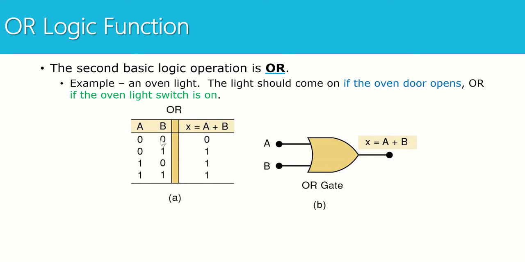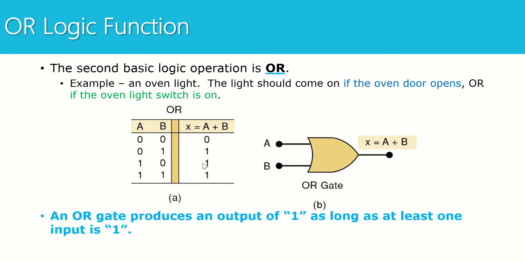A and B can both be low. A can be low while B is high. A can be high while B is low, or they both can be high. Those are our only four possibilities. And on the right, we have the output for each set of inputs.